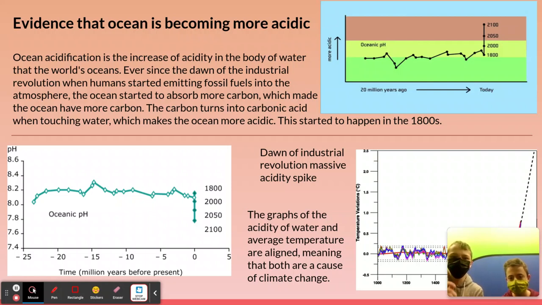Ocean acidification is the increase of acidity in the waters of the world. Ever since the dawn of the Industrial Revolution, when humans started emitting fossil fuels into the atmosphere, the ocean started to absorb more carbon. The carbon turns into carbonic acid when it touches water, which makes the ocean more acidic. This started to happen around the 1800s.